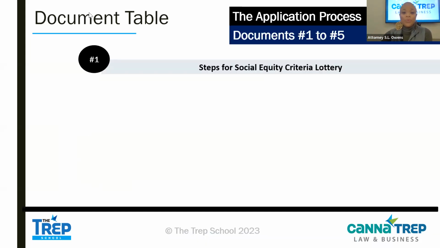And so documents number 1 through 5, if we just kind of quickly take a walk through them, and again, I use this too, I have the document table in front of me. These are the documents that all have to do with the application process. So these documents describe how the application process is going to go and include the mock application. The first one is the steps for social equity criteria lottery. That document is a visual map that tells you all of the processes that are going to happen from A to Z. So that's a great document to start with, just to be able to digest how this process is going to work.